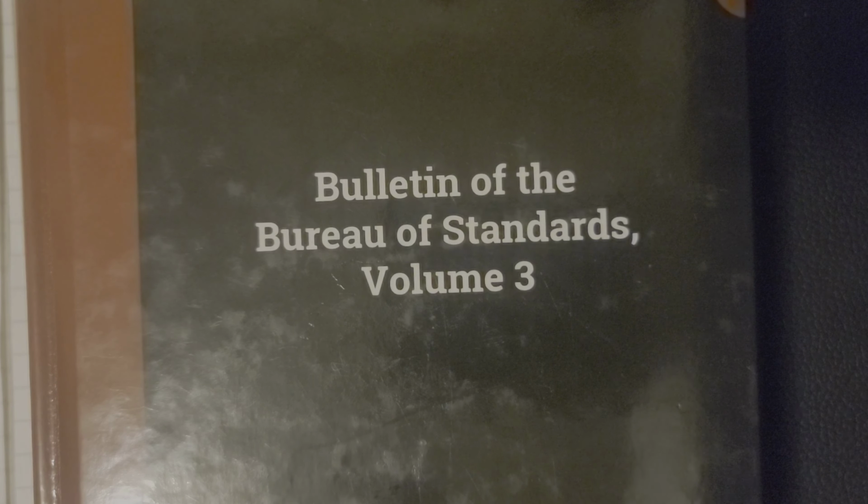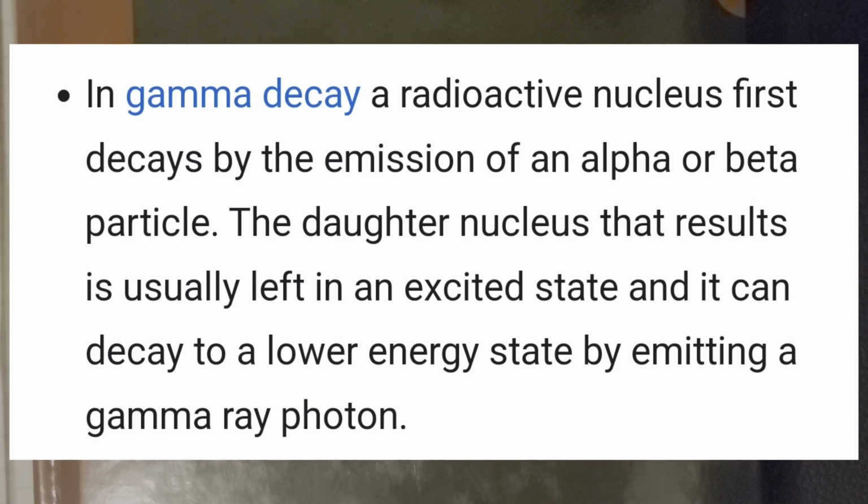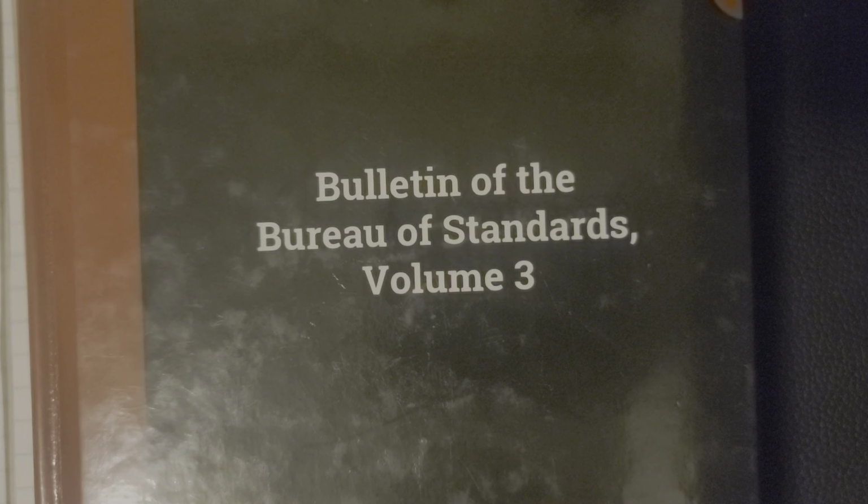Well, they say light is a photon, and they say that gamma is a photon, a gamma ray. Now, a gamma ray is released at the end of both alpha and beta decay modes as the daughter stabilizes. Okay? That's when the gamma is released.